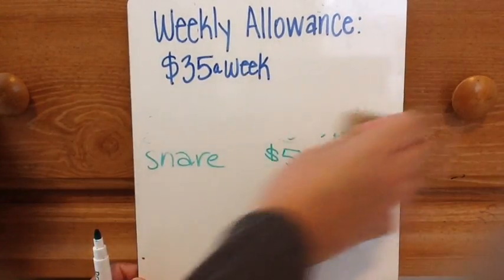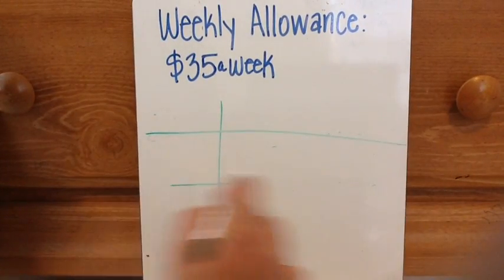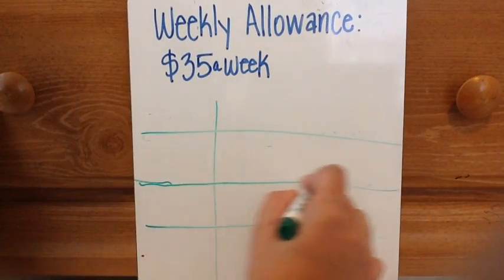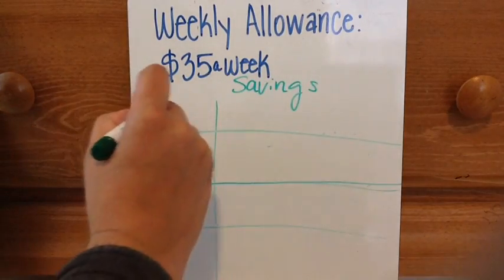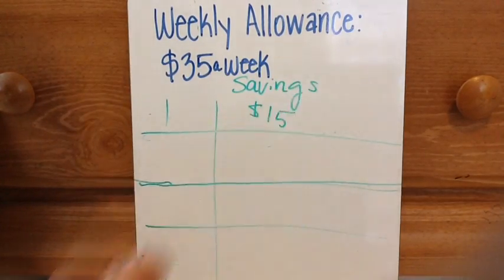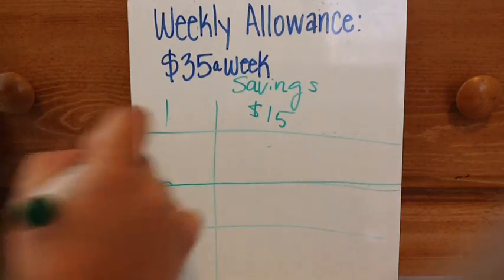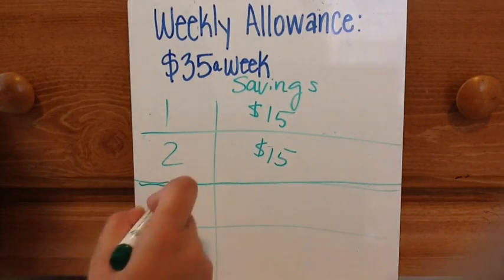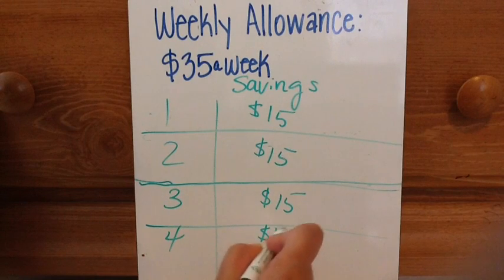So let's create a little chart that'll help us understand. So suppose every week you follow that same plan. You put away $15 in savings. Okay, let's just talk about savings. So for week 1, you put away $15. Okay, the other $15 you spent, and then the other $5 you used it for something else. So week 2, you do the same thing. You put away $15. Week 3, same thing, $15. Week 4, same thing, $15.